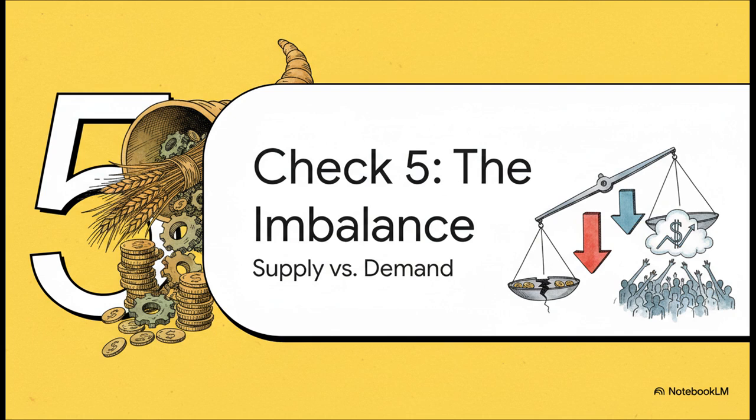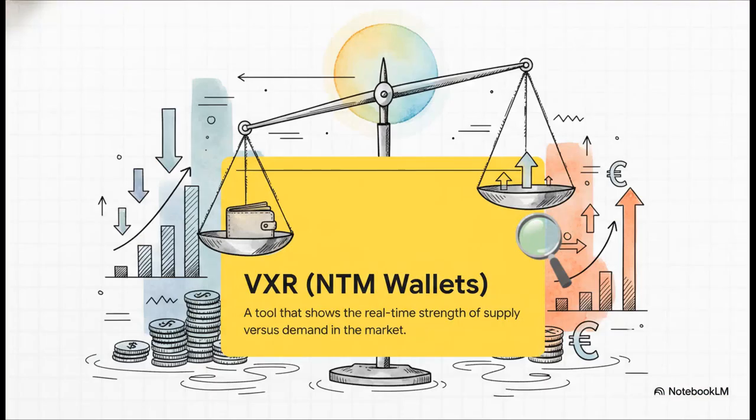Okay, we've made it to the fifth and final check. Let's recap. We've got our location, we've seen evidence of pressure, we've got our confirmation signal, and we know who's in control of the short-term auction. Now for the last piece of the puzzle. We need to see if the big picture, the overall supply and demand, actually supports our trade idea. We're looking for a clear imbalance. And to see that imbalance, we use a tool called VXR. You can think of it as a direct, real-time measurement of supply versus demand strength. And the whole point of this final check is to act as a filter. It stops us from trying to force a trade when the market is just balanced, when it really has no compelling reason to make a big move.